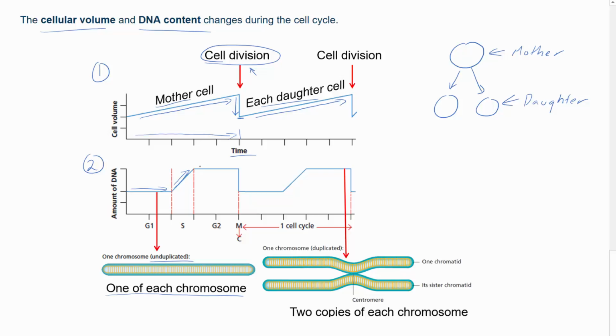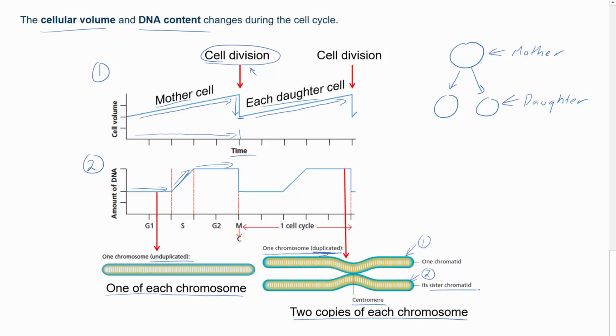That means that during the G2 phase, there are actually two copies of each chromosome. So this is still one chromosome here, but it is duplicated. A duplicated chromosome is referred to as having chromatids. So each one of these is a chromatid, and they're joined together by a centromere. These chromatids are referred to as sister chromatids.